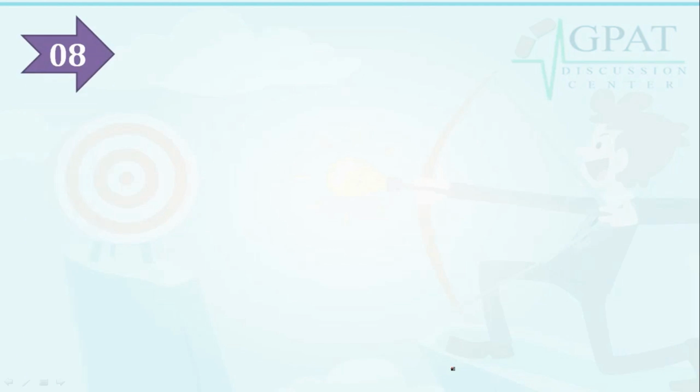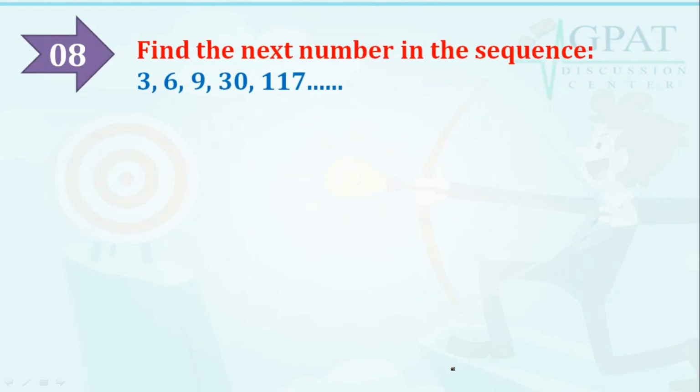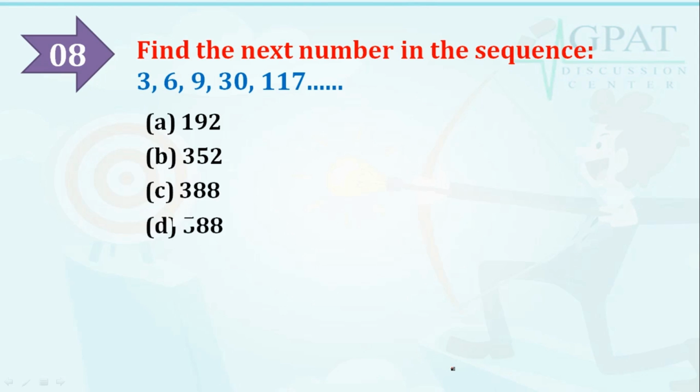Next, question number 8. Find the next number in the sequence 3, 6, 9, 30, 117. What will be the next number? And the options are 192, 352, 388 or 588. And the right option is 588.